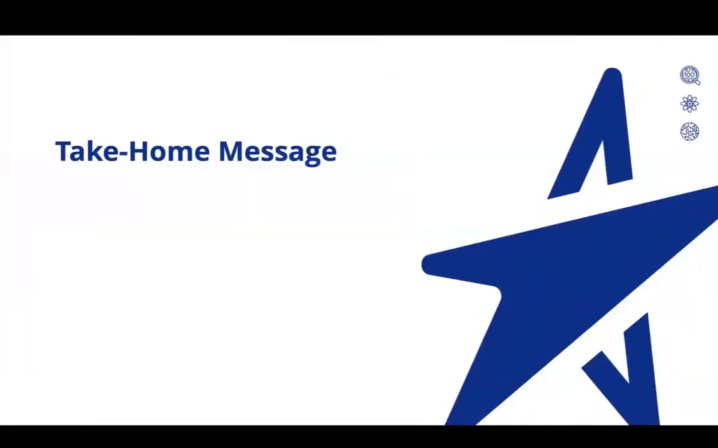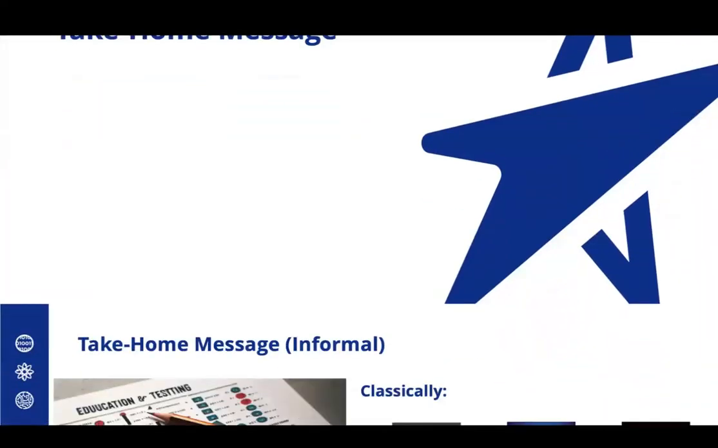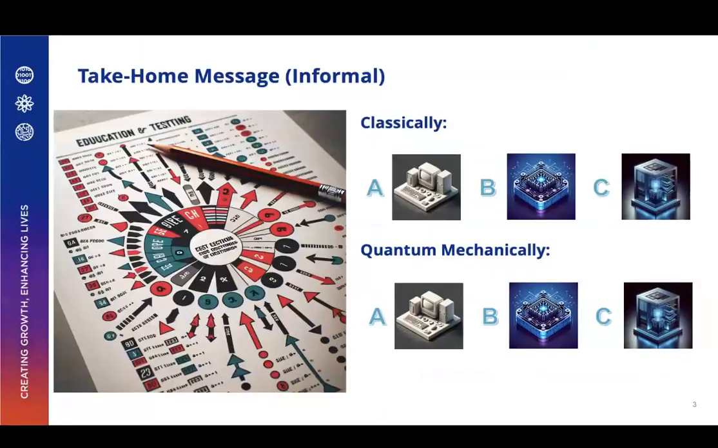So let's talk about the take-home message first. Assume we have a multiple choice question, and classically, if we remove the possibility to be A, we will still need to figure out whether the answer should be B or C. But quantum mechanically, if we remove the possibility to be A, sometimes the answer A will be correlated with B. So we know the answer can only be C. So this is the main topic of today's talk.